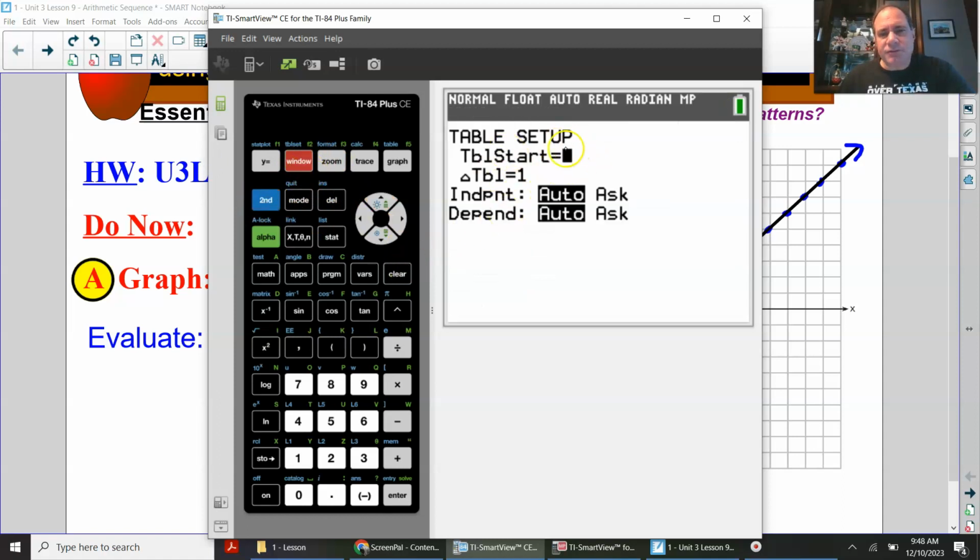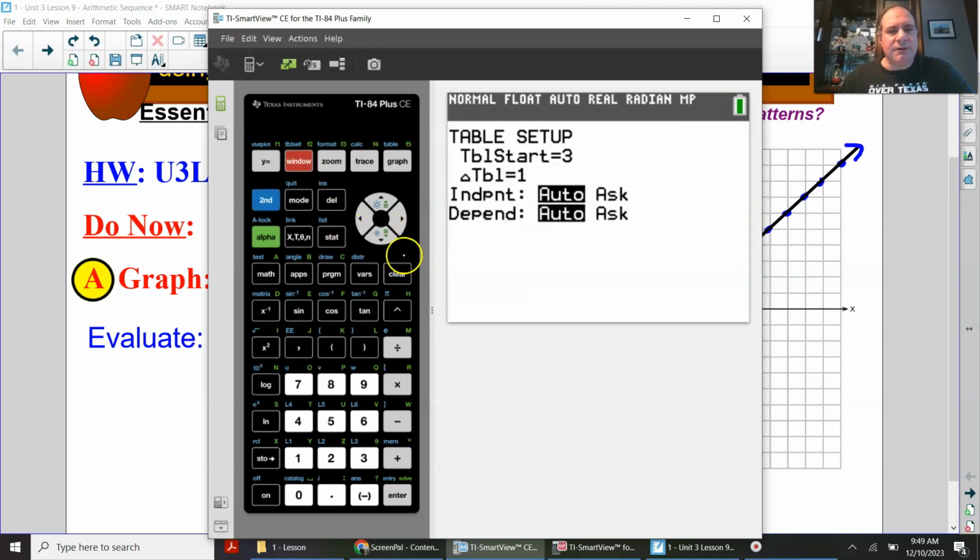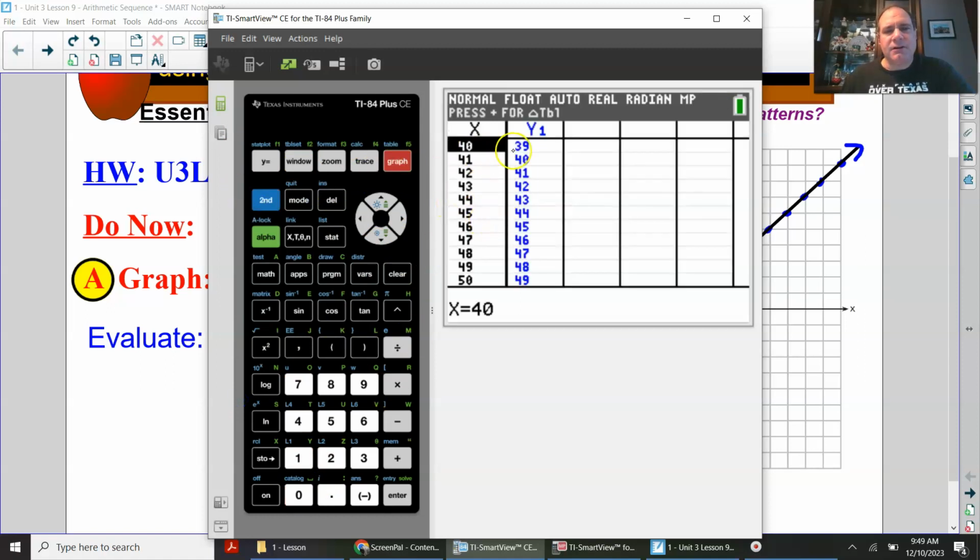You see this table start? It starts at 3. So realize that if I press second function graph, do you notice that I'm starting at 3? Yes. So we have second function table set, and I want to get to 40 right away, right? So then we press second function graph, and look, 40, 39. It jumps to it.